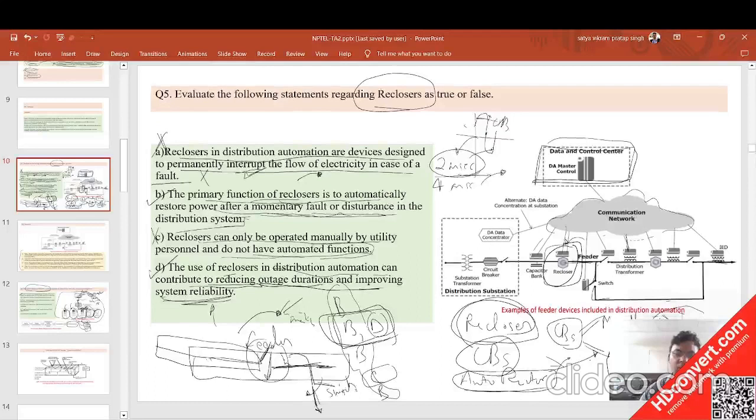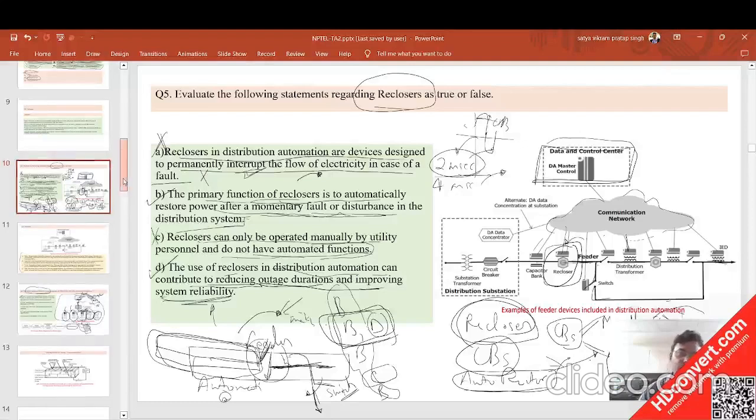So what is the use of this recloser? In one sense, it is an automatic CB kind of system, and in the second sense, it also comes into the picture during the maintenance of this feeder wire. So there are two advantages of this.